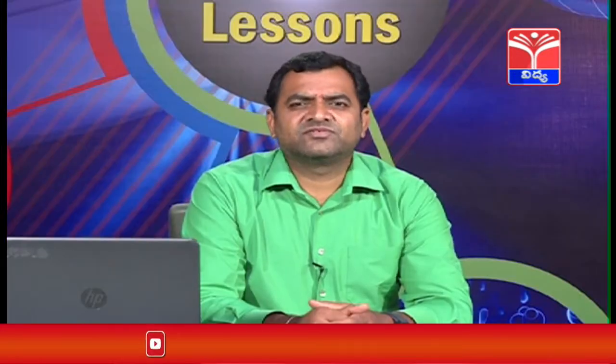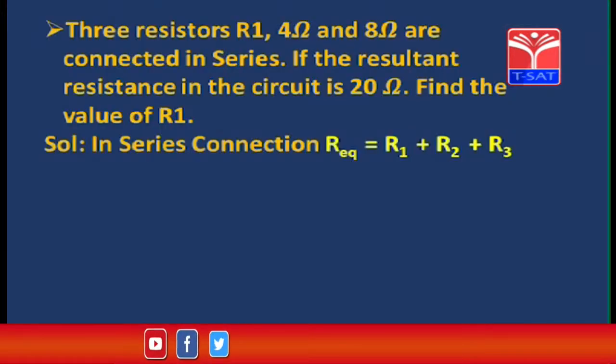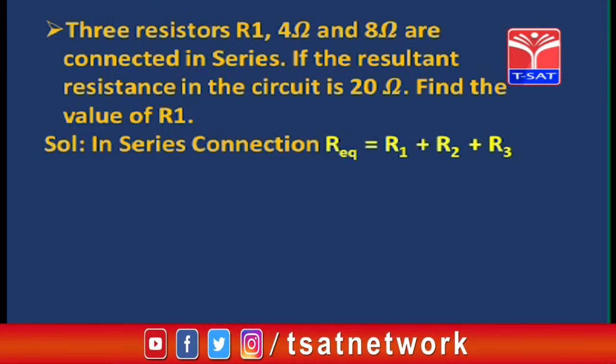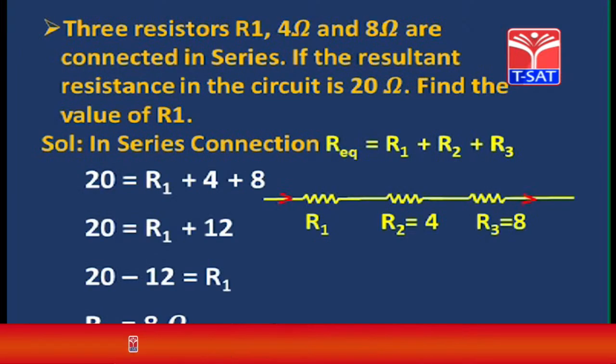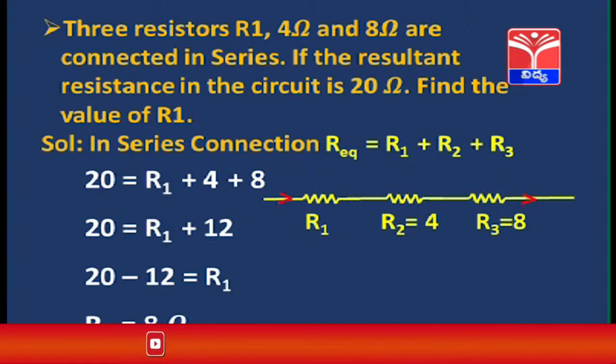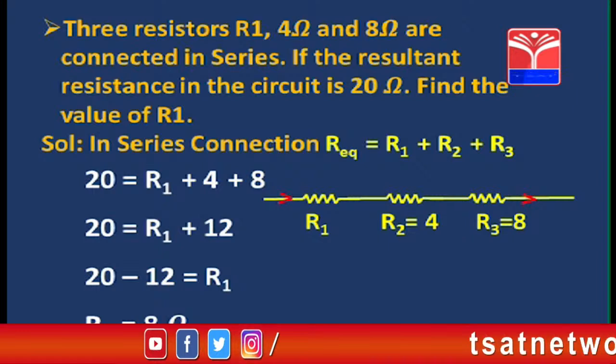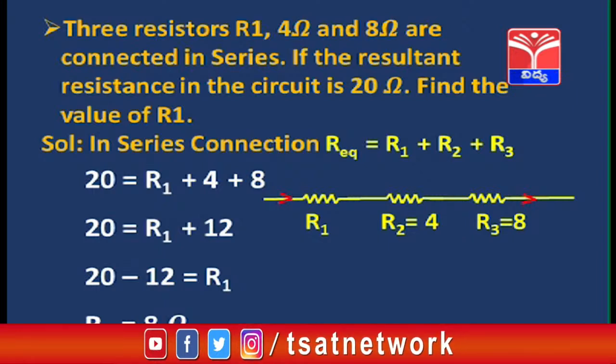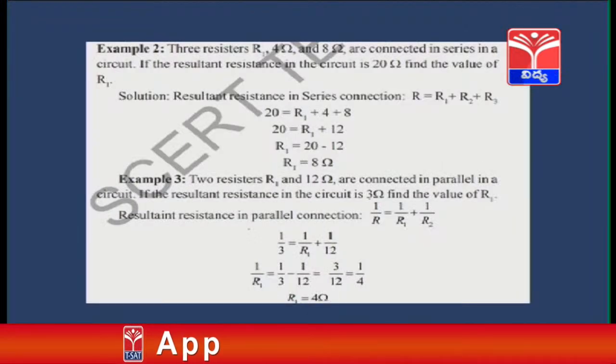Children, let us solve another numerical. 3 resistors R1, 4 ohm and 8 ohm are connected in series in a circuit. If the resultant resistance in the circuit is 20 ohm, find the value of R1. So, resultant resistance in the series connection is given by R is equal to R1 plus R2 plus R3. So, substituting, we get 20 equal to R1 plus 4 plus 8. So, R1 is equal to 20 minus 12, which gives you 8 ohm.